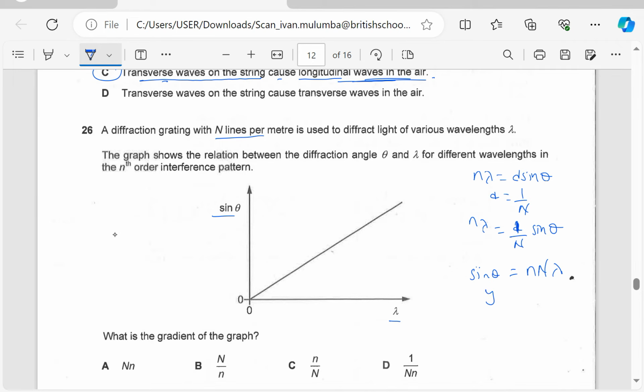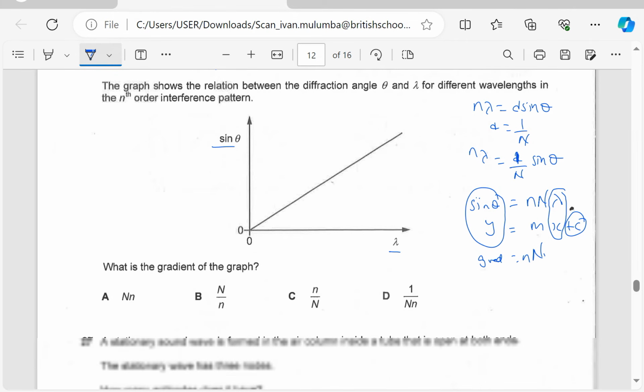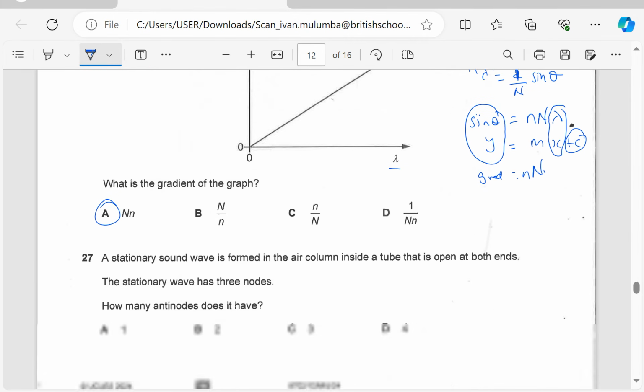So compare this with y equals mx plus c. It goes through 0, so there is no y-intercept. On the y-axis I have sine theta. On the x-axis I have lambda. It means the gradient should be n times capital N. So this makes the answer automatically A.